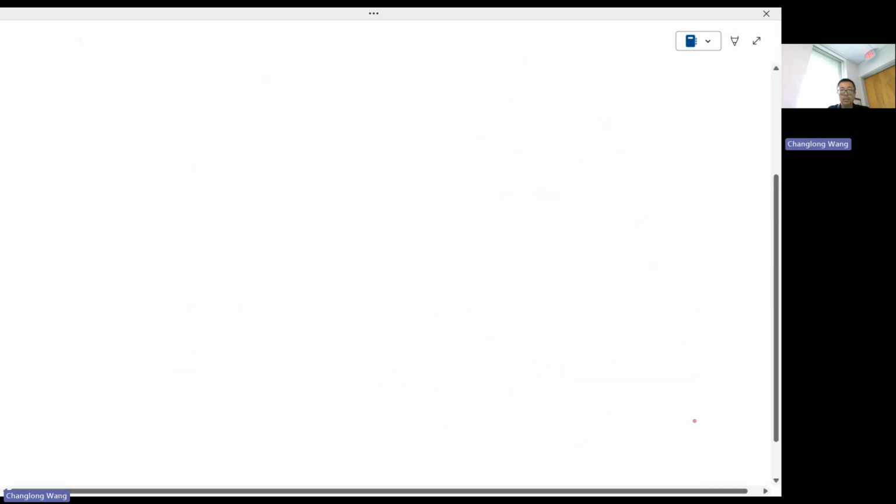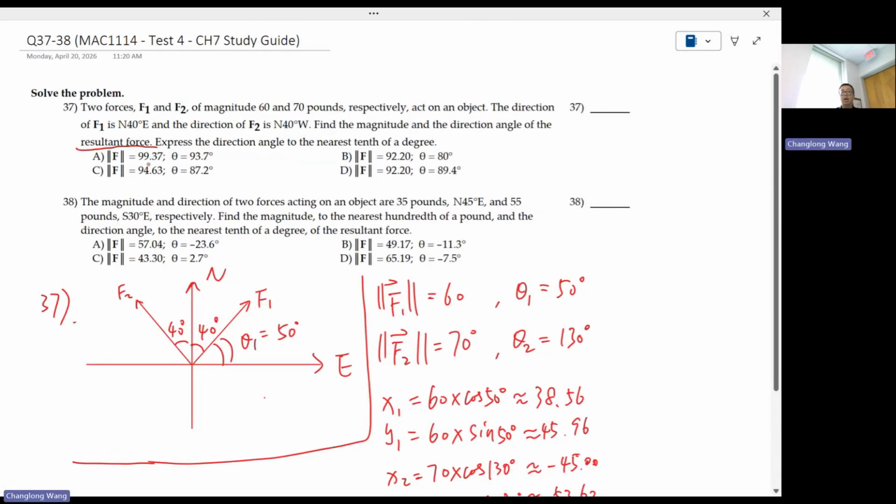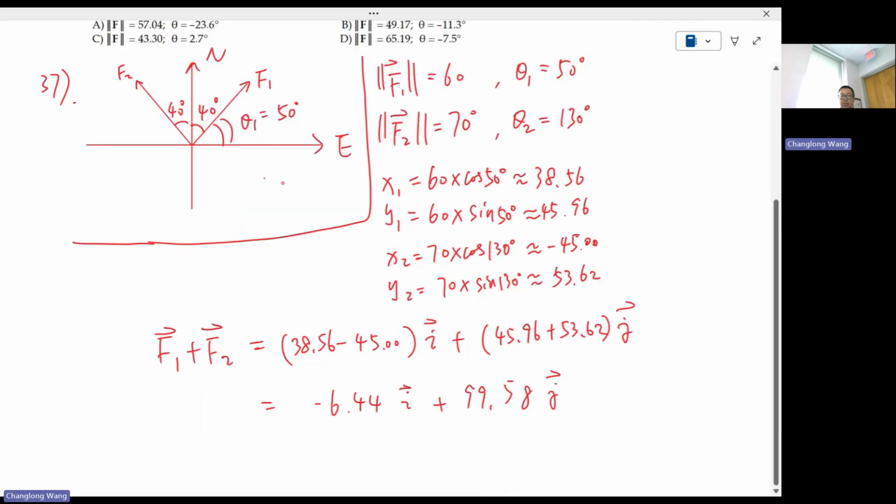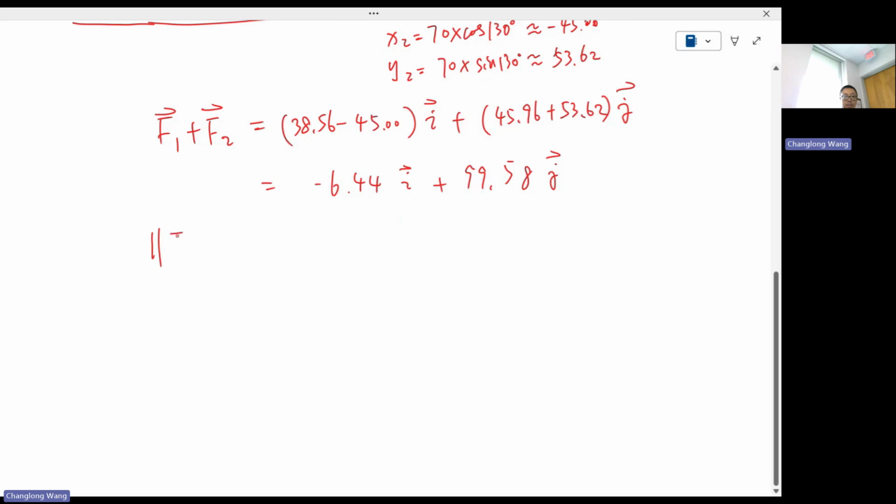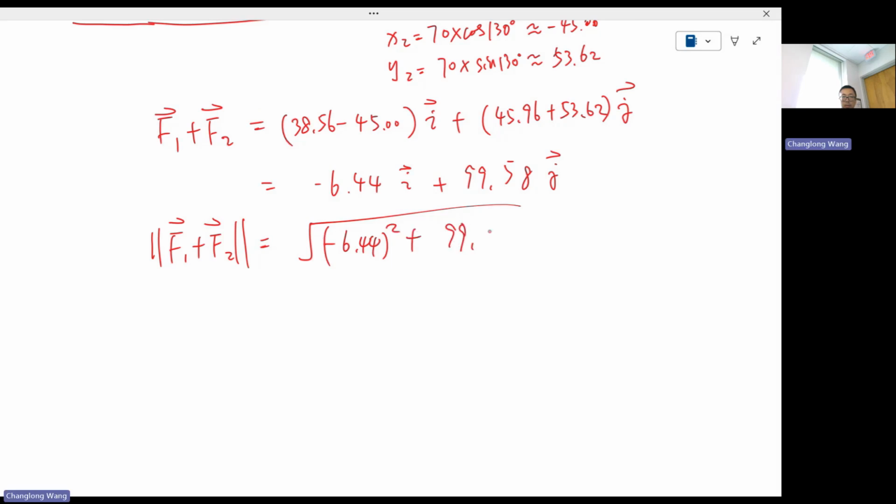But you see that those questions offer you not just I and J, but the magnitude and the direction. Magnitude is pretty straightforward, right? You get the magnitude from the I and J by taking the square root of negative 6.44 squared plus 99.58 squared, and you'll be getting 99 point something, because I've tried it already with the first two classes, right? So whatever that is, close enough.